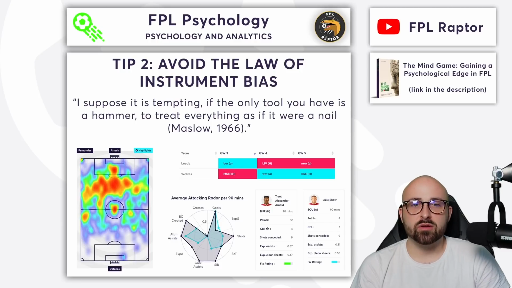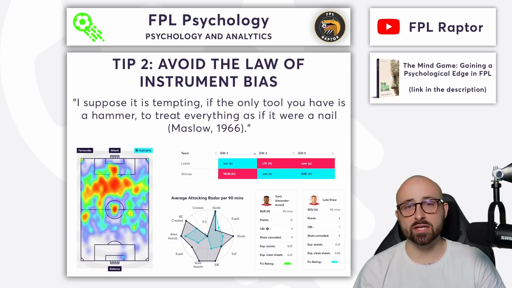This bias is known as the law of instrument bias, and it's something we should do our best to avoid in all aspects of life, but specifically in FPL when we're doing our research. If you're interested in psychology or you've heard of Maslow's hierarchy of needs, you may have heard of Maslow. Maslow made this beautiful quote in 1966, and it perfectly encompasses the law of instrument bias. And he says, I suppose it's tempting, if the only tool you have is a hammer, to treat everything as if it were a nail.